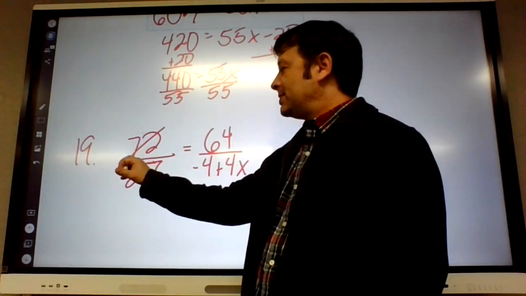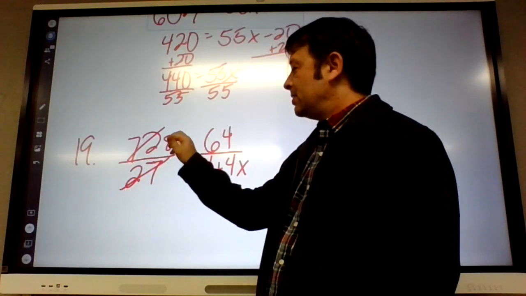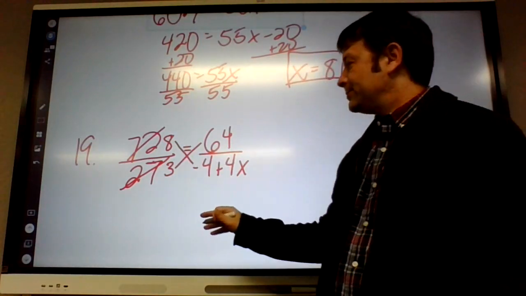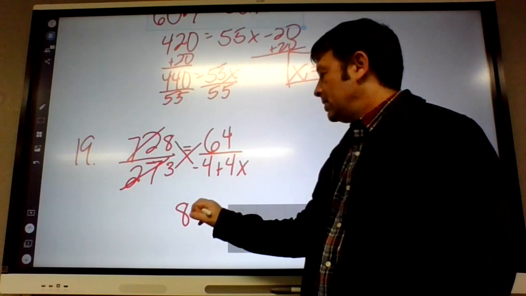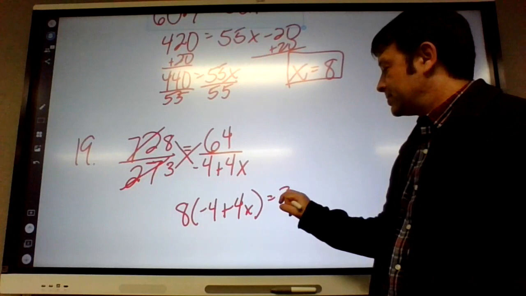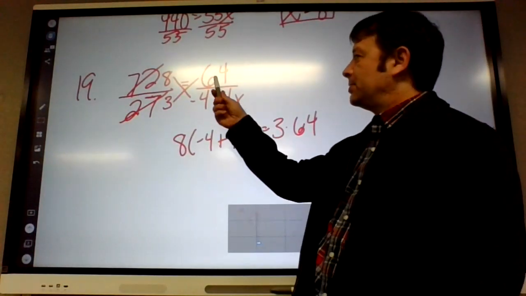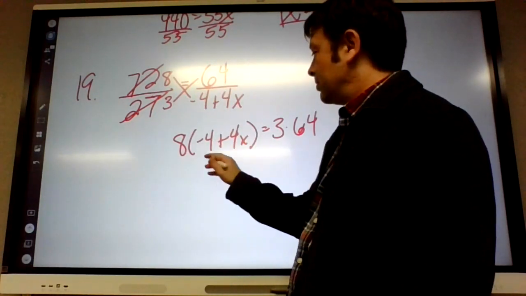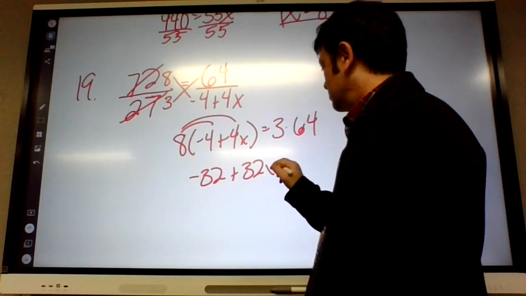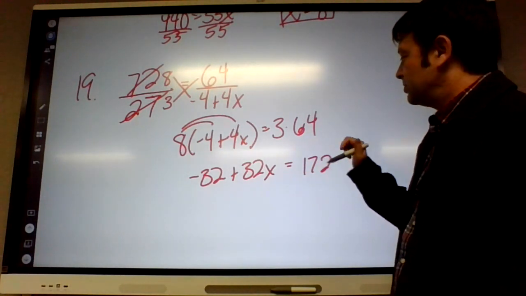I'm going to reduce this just because I don't have a calculator, so it'll make my life a little easier. Divide those by 9, and this is 8 to 3. So when I cross multiply, 8 times all these things, 8 parentheses times that equals 3 times 64. We actually could have reduced that if we divided all of that by 4. Equals 192.